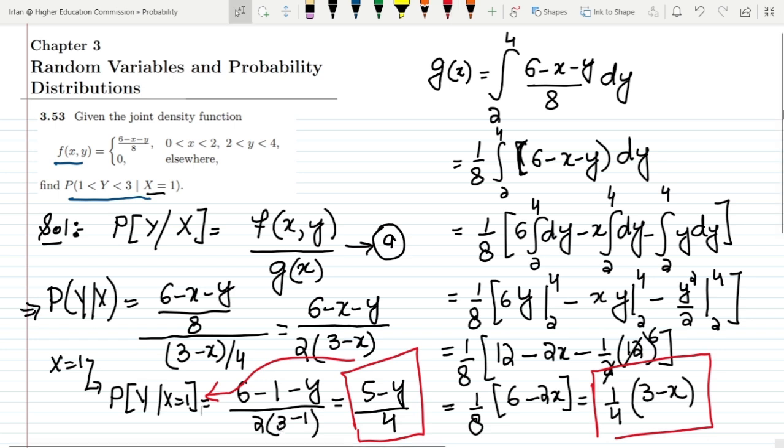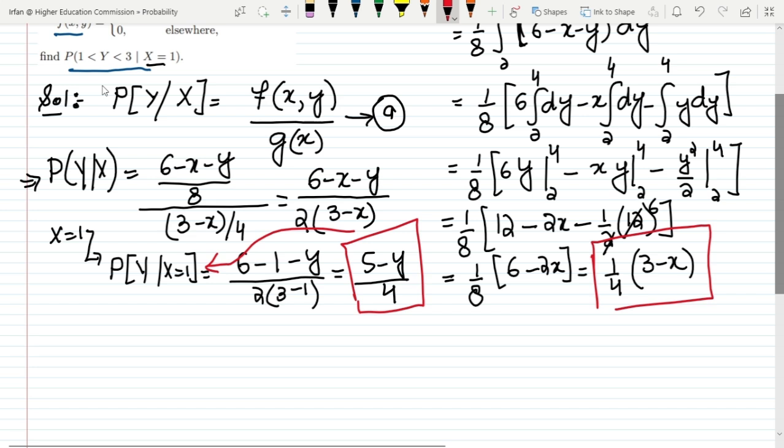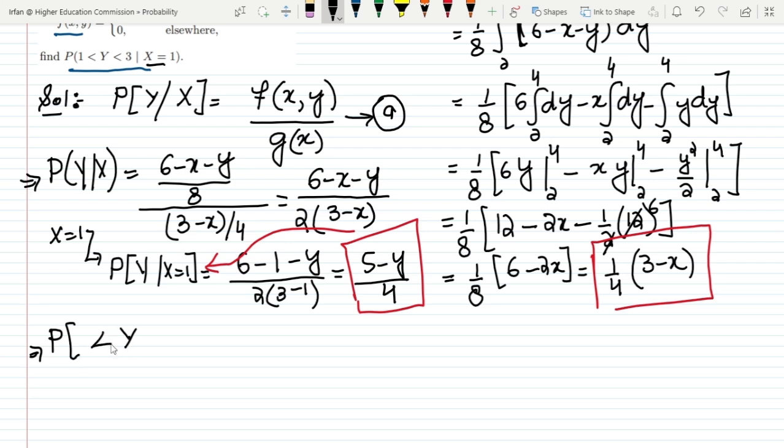Okay, let me move down somehow, and the last step here is to find the probability within this range. Okay, so what will I have to do here? I have to find the probability that y is greater than 1 and less than 3, given that x equal to 1, and the value of it is already given here. But in order to find this value here, what do I have to do? I have to integrate this function from these values.